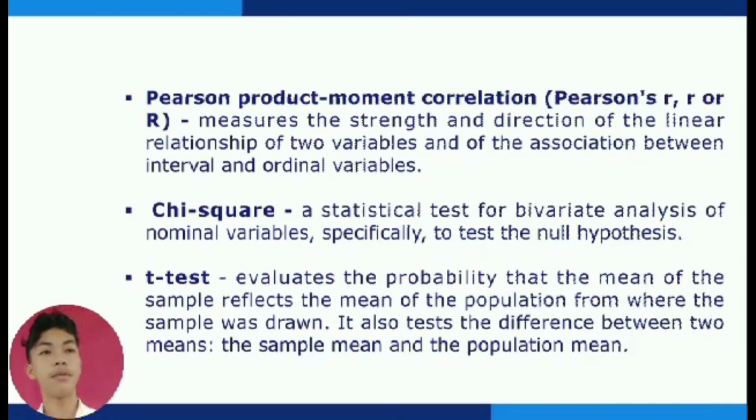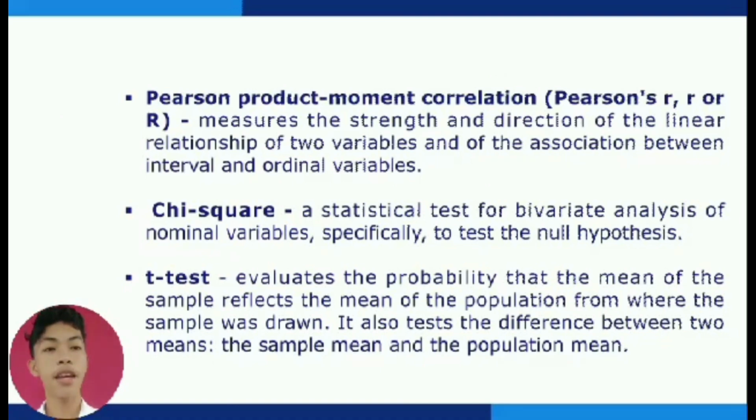Next is the chi-square. It is the statistical test for bivariate analysis of nominal variables, especially to test the null hypothesis. It tests whether or not a relationship exists between or among variables, and tells the probability that the relationship is caused by chance. Next is the t-test. It evaluates the probability that the mean of the sample reflects the mean of the population from where the sample was drawn. It also tests the difference between two means, the sample mean and the population mean.